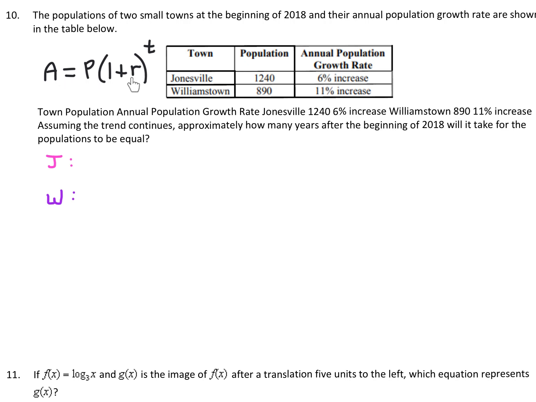All right, so for right now, I'm going to leave the A equals off. I'm just going to start with the right-hand side of the equation. So let me start with Jonesville. Let me put the equal sign first. Now, the initial population, which really means the population in 2018, was 1,240. So that's what I'm going to put in place of P. Then in parentheses, we have 1 plus, and the rate at which it is growing is 6%, so 0.06.